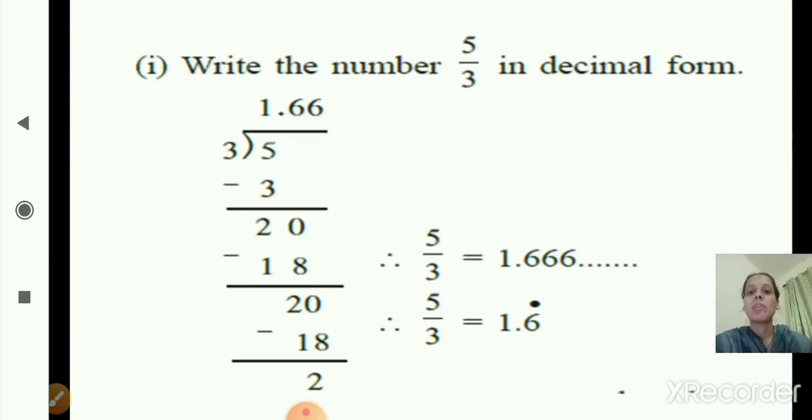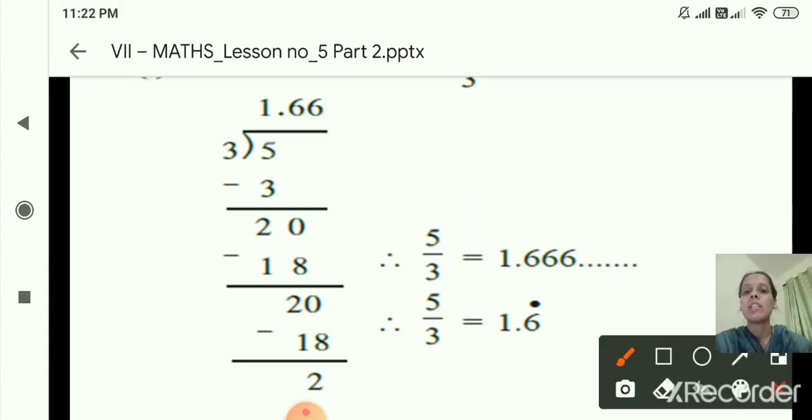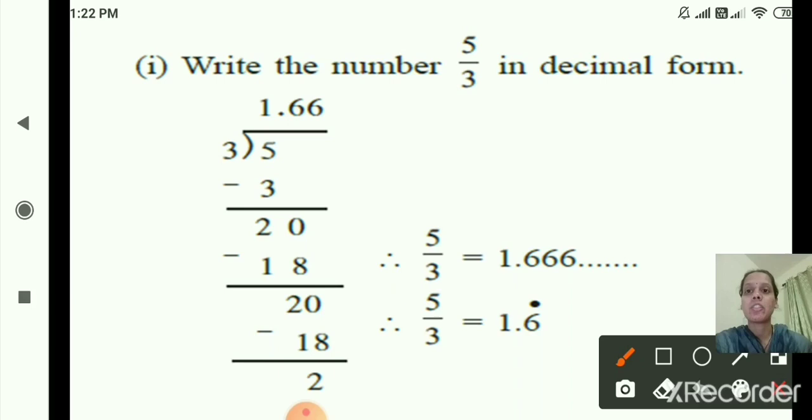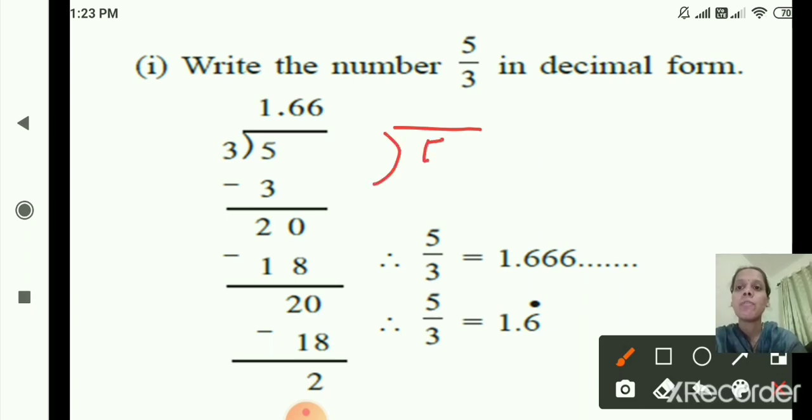As you can see here, write the number 5 upon 3 in decimal form. Now we'll see how to convert this rational number into decimal form. This 5 upon 3 we have to convert into decimal form. So now we'll start. 5 divided by 3, so you will write down 5 divided by 3 as you can see here.